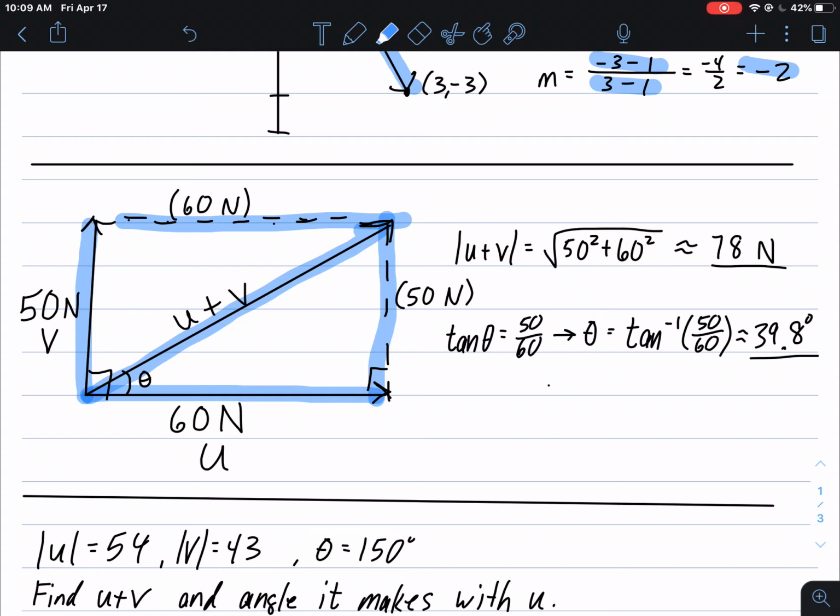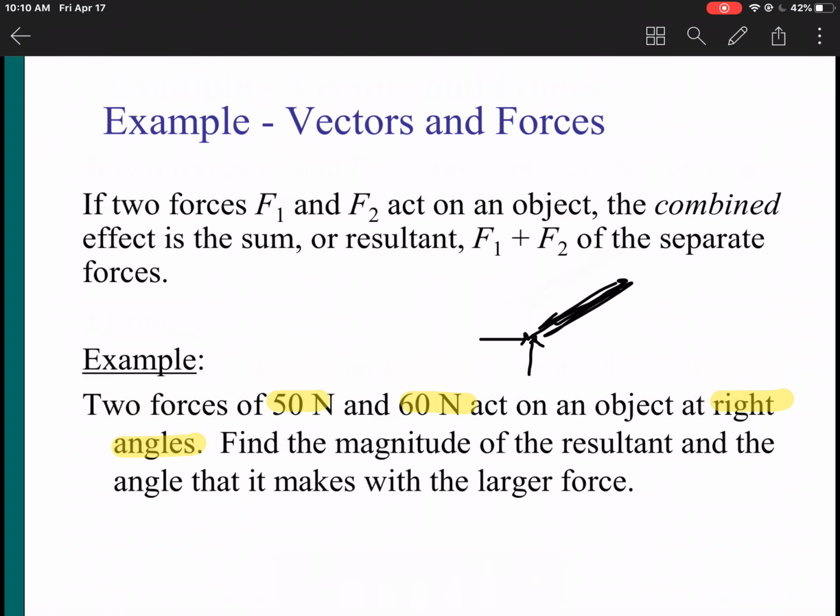That's u plus v. Now, in this case, since we are dealing with a rectangle and then ultimately right triangles, we can fall back on some basic right triangle trig to find our resultant vector. Because if I take one of those two triangles, let's say this one, I'm looking for the hypotenuse of that right triangle, and I'm looking for the angle. We were asked for the angle that it makes with the larger force, which was 60 newtons. I think that was the other part of our question.